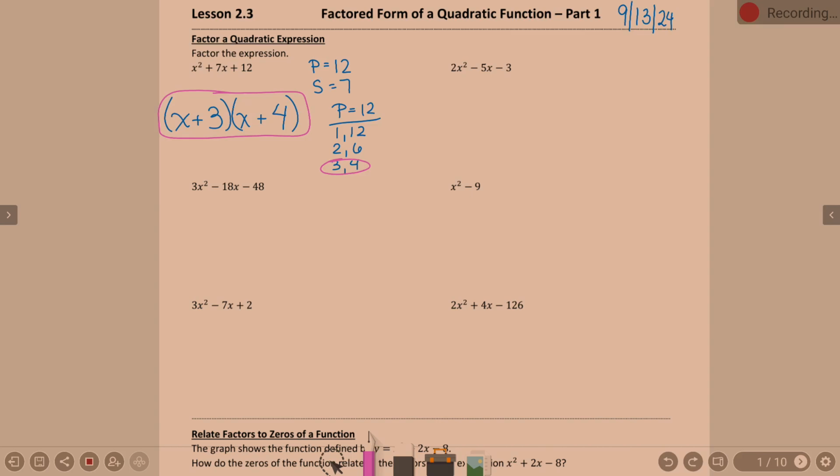2x squared minus 5x minus 3. What's the first question I ask you to think about every problem? When you're factoring, start with the GCF. Is there a GCF? Is there anything that divides into all 3 terms? No. There's not, is there? Okay.